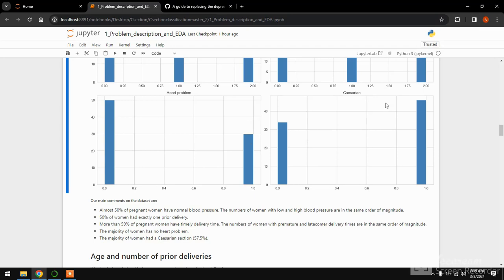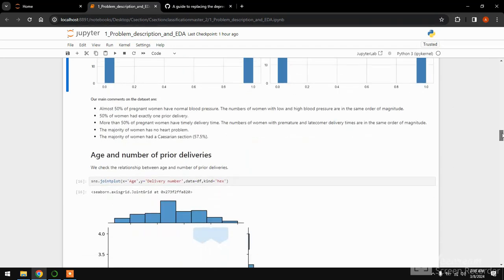Okay, all right, so this is now the final chart that is just showing how many people actually had the C-section and how many people actually didn't have the C-section. Alright, in terms of graphical presentations.